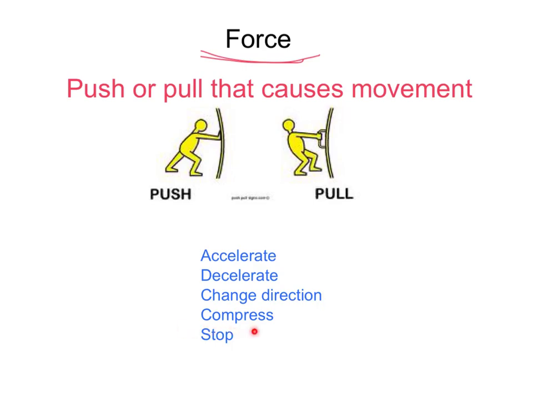And a force can also make something stop, right? So if a car rams against a wall, the force that the wall has applied to the car has made it come to a stop. So these are examples of what a force can do. But you need to know the definition of force, which is a push or pull that causes movement.